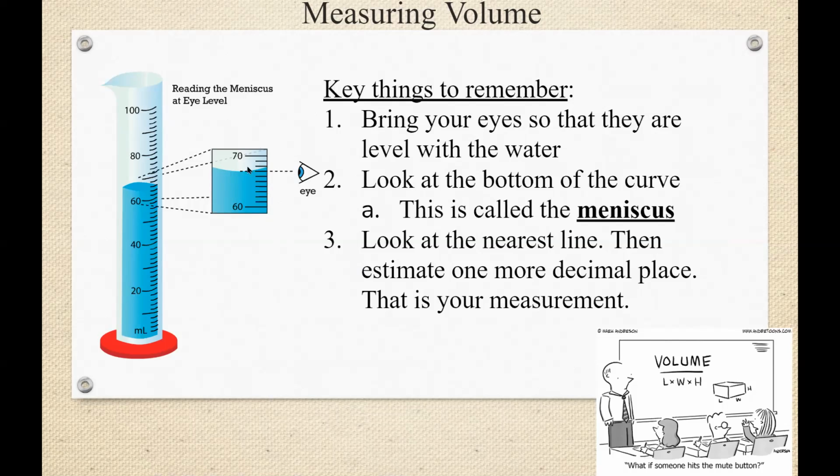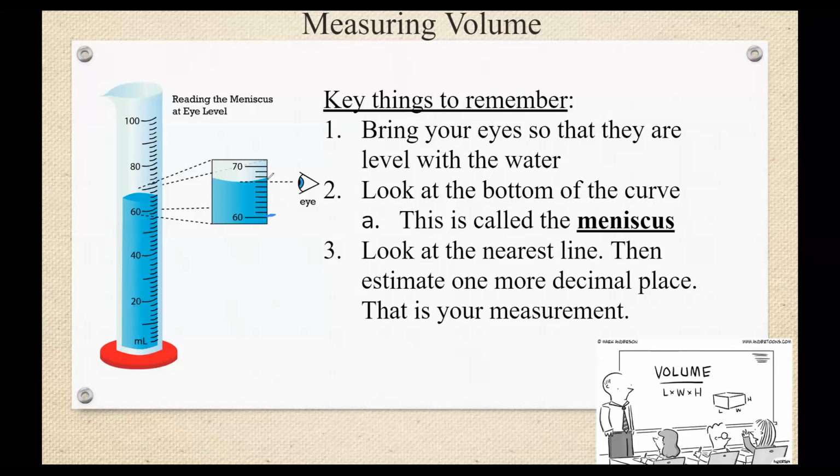And then we're going to estimate one more decimal place. And we're going to talk about that in tomorrow's lesson. So we can see, hopefully, let me draw here. So 60 is here. Here is 67. So we would say that that is 67.0. And we'll talk about where this number comes from in tomorrow's video. But always know that you can always read it one decimal place more than these lines.